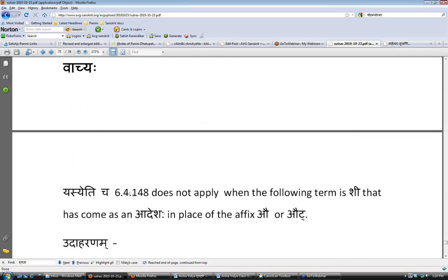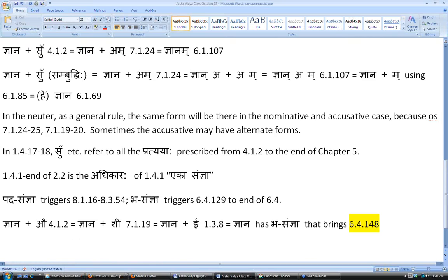Aungashyam. So 6.4.148 does not apply when the following term is shi, that comes as an adesha in place of the aung, which is our ut, by napumsakacha. So by the vartikam, we can now say that we do not apply 6.4.148, and 6.4.148 is stopped by the vartikam. And this vartikam is this one over here. I can take it from this document here.